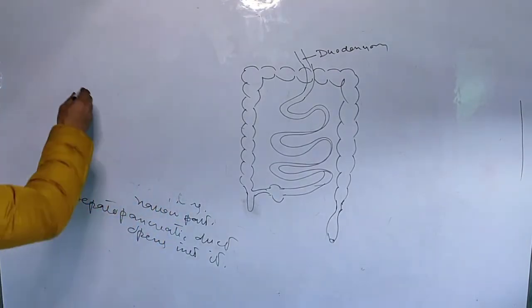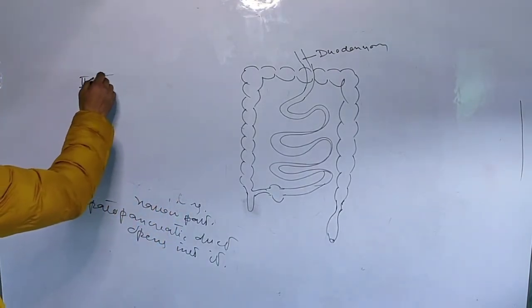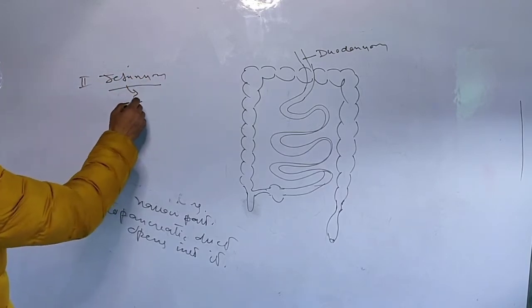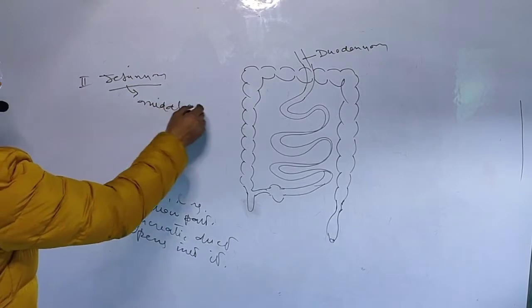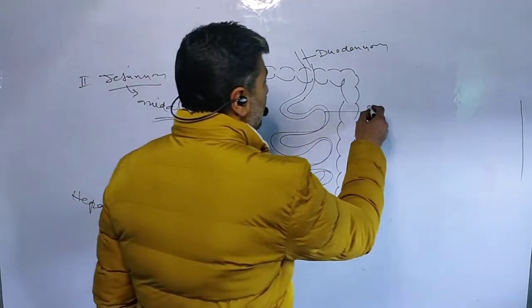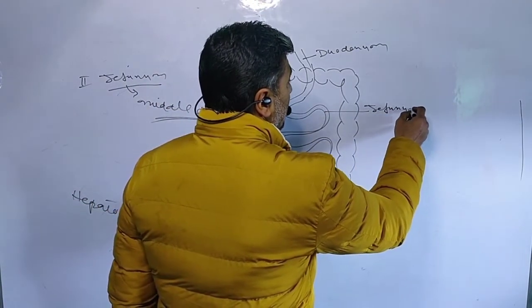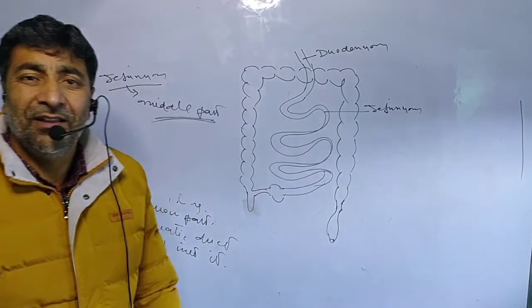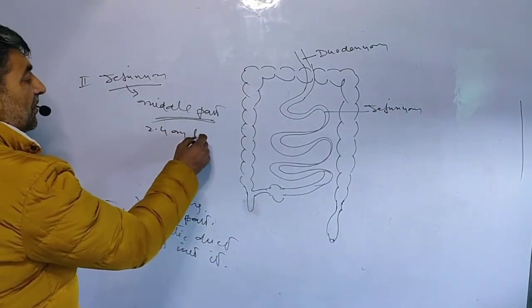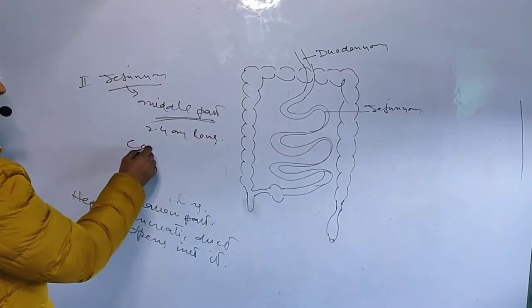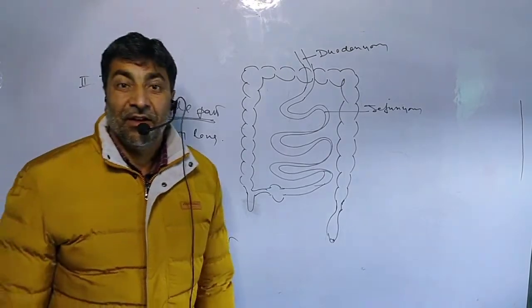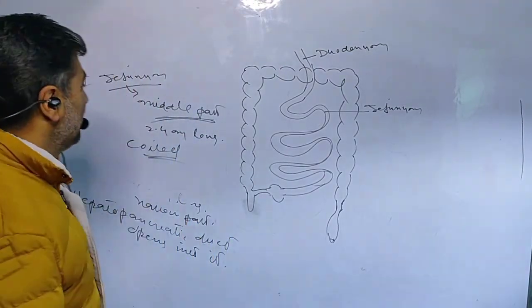Now the second part is jejunum. It is the middle part of small intestine. It is 2.4 meters long and it is coiled.